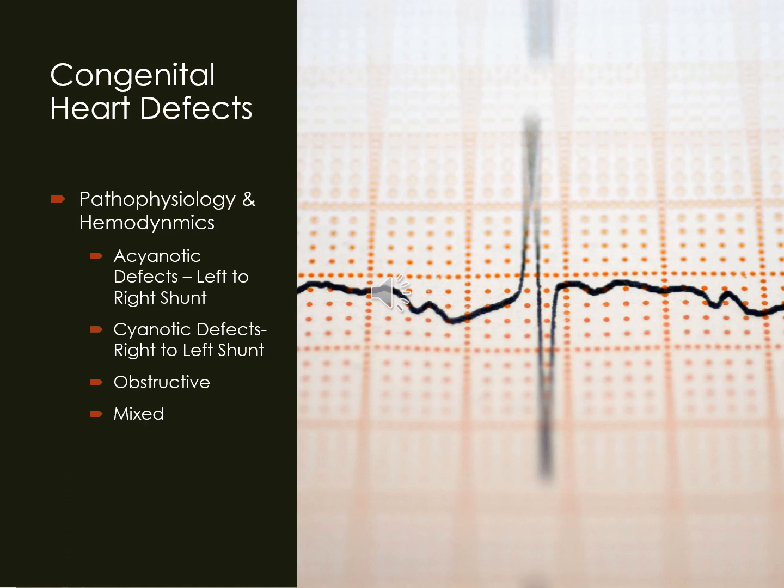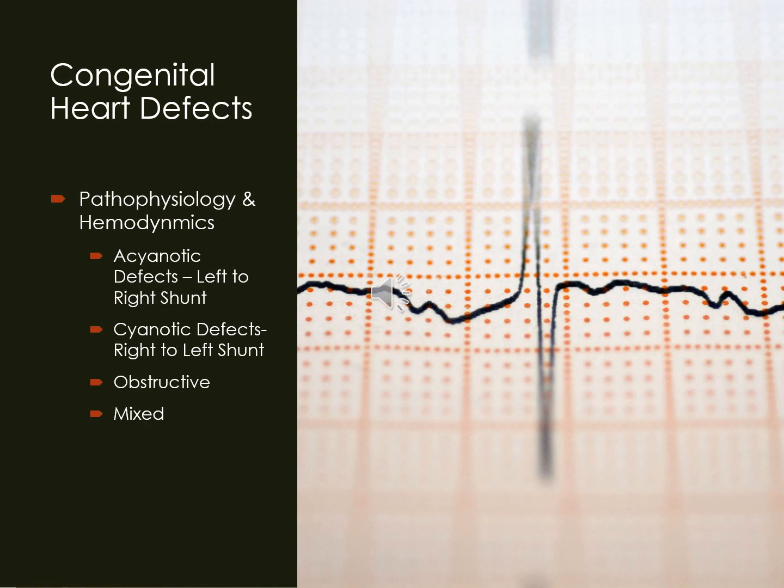So then when we look at the cyanotic deficits, you have that right to left shunt that leads to hypoxemia. So the blood bypasses the pulmonary system. In other cyanotic defects, the deoxygenated blood never reaches the pulmonary system. And then you can also see transposition of the great vessels and tetralogy of Fallot.